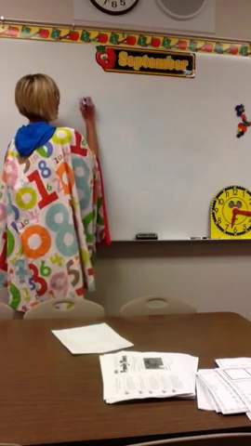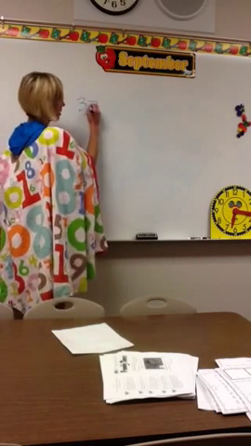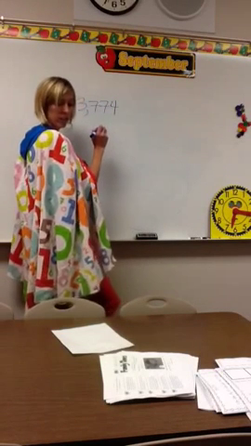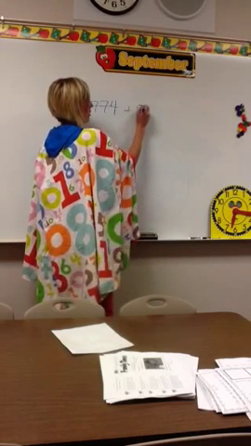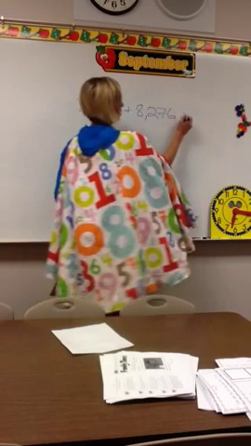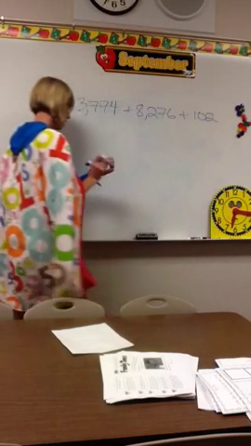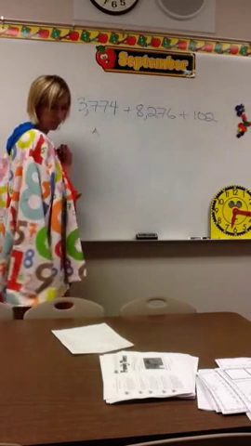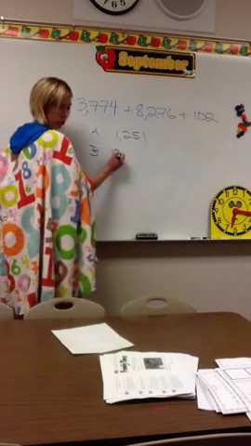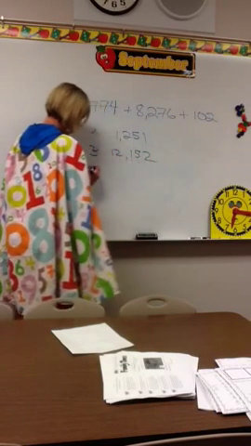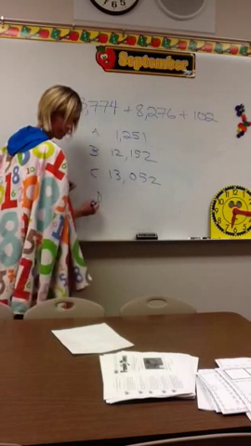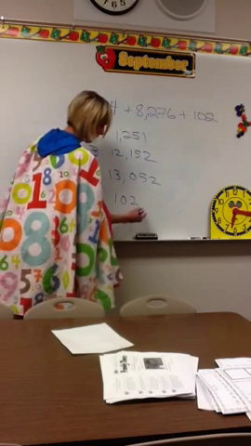So here it was asking, what is the sum of 3,774, so go ahead and write this out, 3,774 plus 8,276 plus 102. And they had the answer choices of 1,251, an answer choice of 12,152, 13,052, and 102,152.